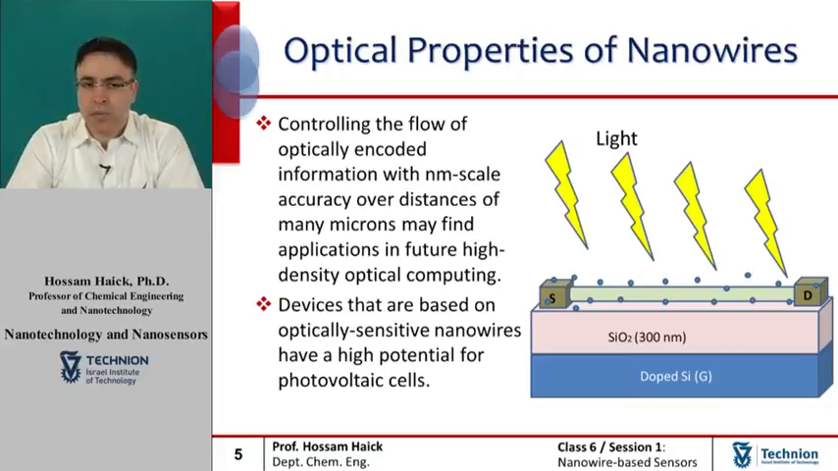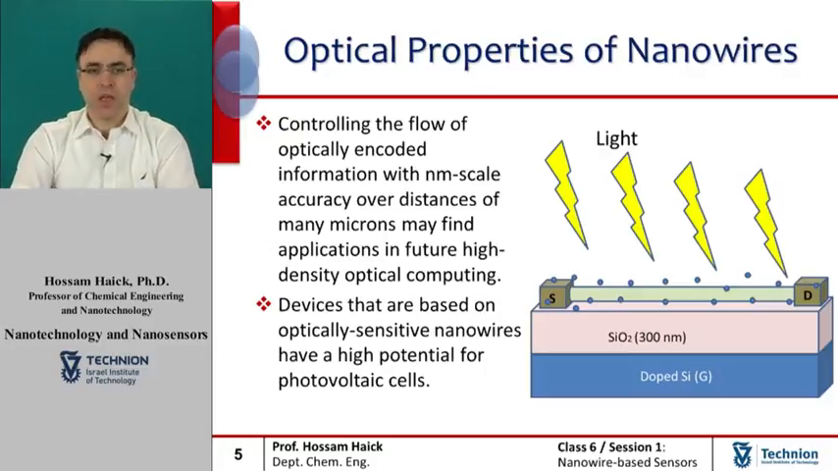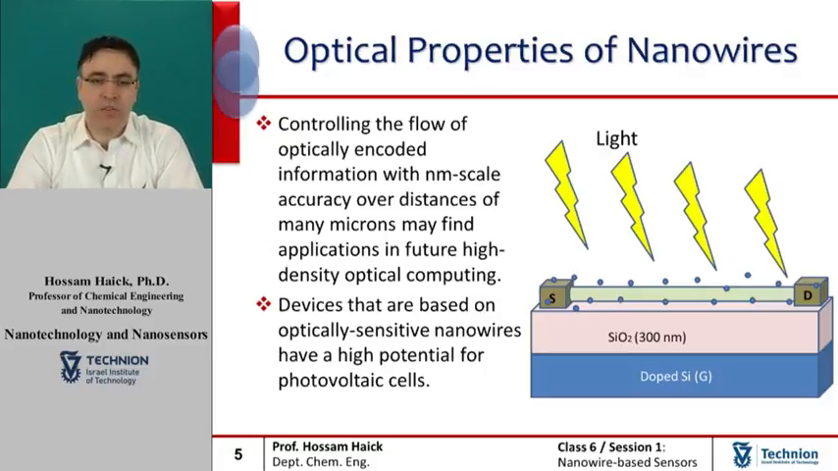Besides their electrical properties, as mentioned earlier, nanowires have unique optical properties as well. Several advantages and applications that arise from the optical properties of the nanowire include, among the rest, that the flow of optically encoded information with nanoscale accuracy over distances of many microns may be controlled for nanowire structures. This can be applied in the future for high-density optical computing.